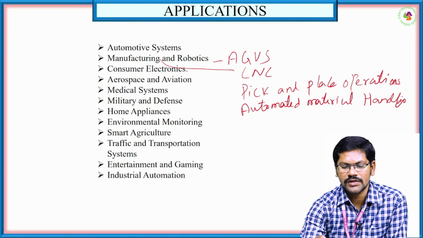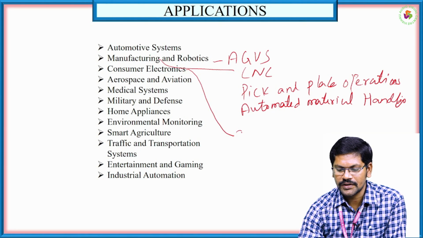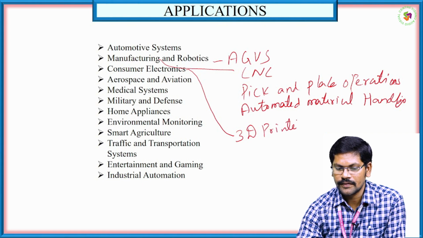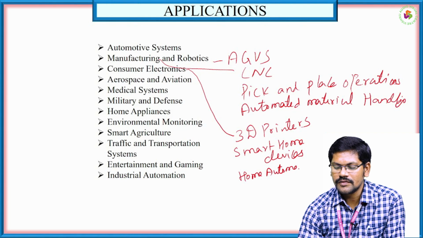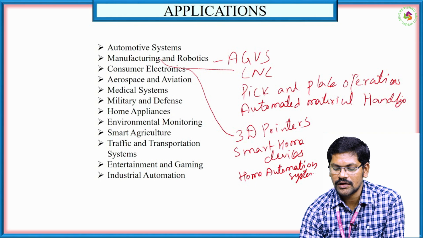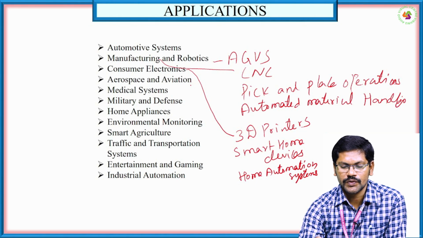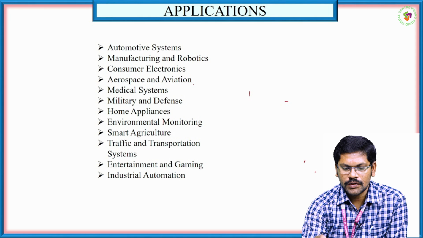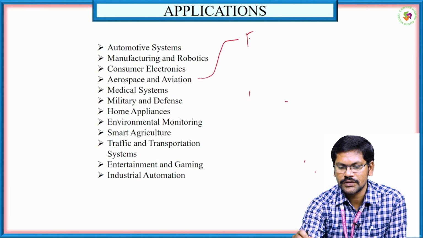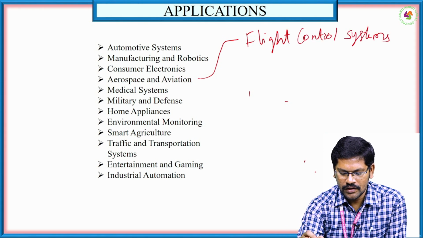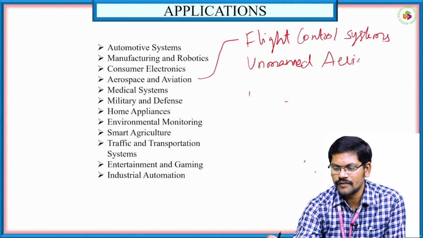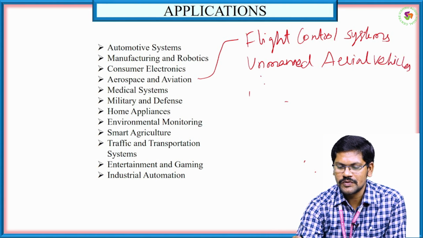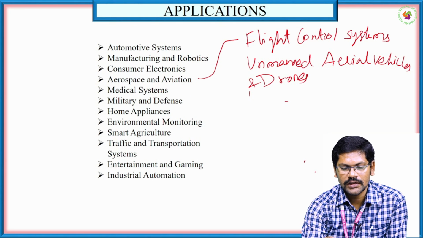When we are talking about consumer electronics, we will see 3D printers. Nowadays we are using 3D printers, right? Also smart home devices and home automation systems. These are some applications where we use mechatronics. Next we move towards the aerospace and aviation part. Under aerospace and aviation, we have flight control systems and unmanned aerial vehicles. We know drones use mechatronics. So these are some applications under aerospace and aviation systems.